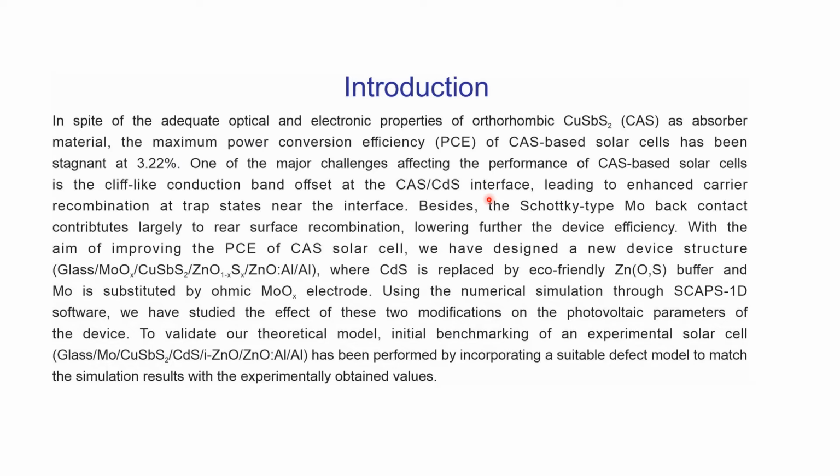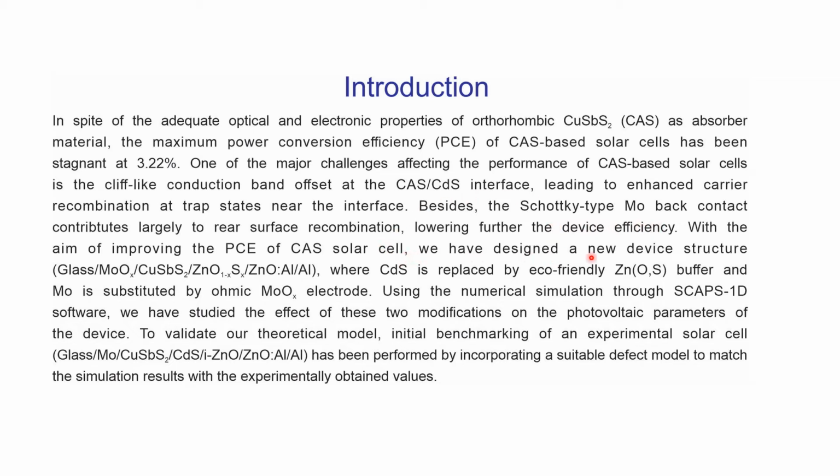And we have two problems affecting the performance of this kind of solar cell. One is the cliff-like conduction band offset at the copper antimony sulfide and cadmium sulfide interface, leading to current recombination through trap states near this interface. And second, the Schottky type molybdenum back contact contributes largely to rear surface recombination, lowering further the device efficiency.